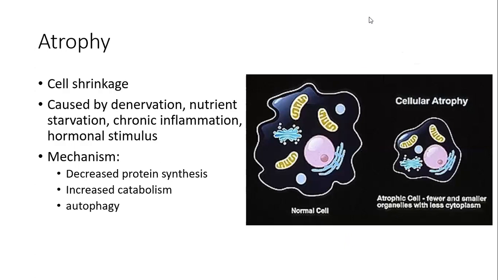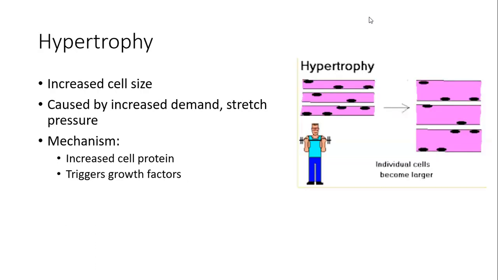So atrophy is cell shrinkage. It can be caused by denervation, which is where there's a decrease in nerve supply, nutrient starvation, chronic inflammation, hormonal stimulus, and also hypoxia can cause this. The mechanism is decreased protein synthesis, increased catabolism, and sometimes autophagy is also part of it. So there is a normal cell and then a squunched down atrophic cell.